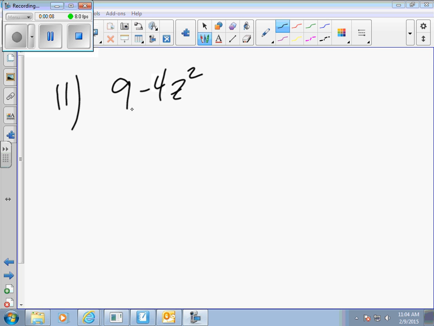We have a squared thing minus a squared thing. So this is the difference of squares pattern. The way we're going to factor this is we're going to take the square root of the first term, which happens to be 3, and we're going to put that in both of the front positions. Now we need to take the square root of the last thing. Square root of 4 is 2, and the square root of z squared is z. So I'm going to put 2z in both of the back positions. One's plus and one is minus.